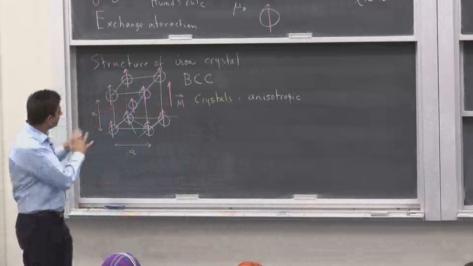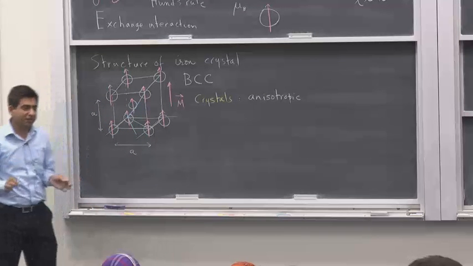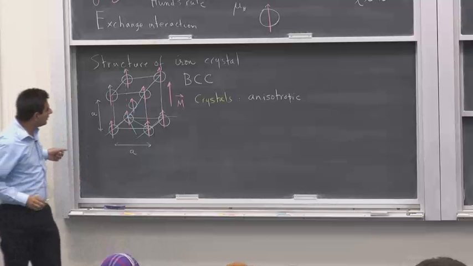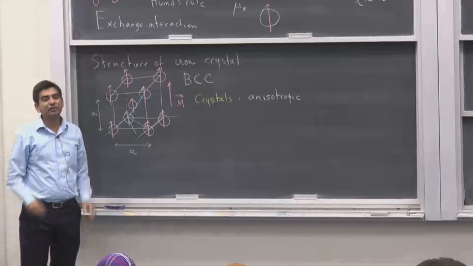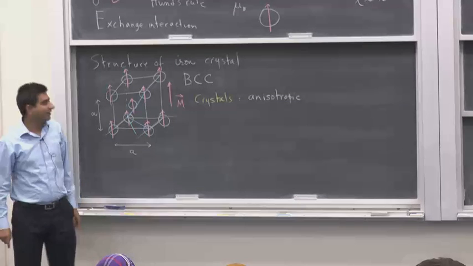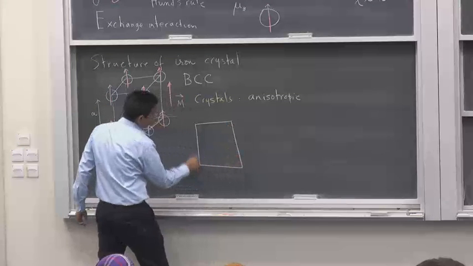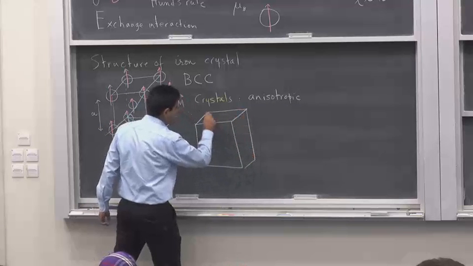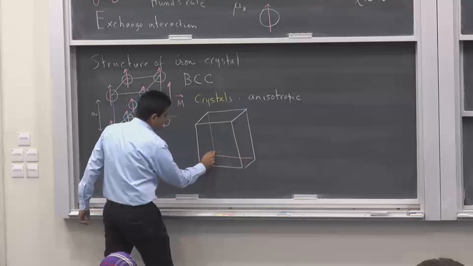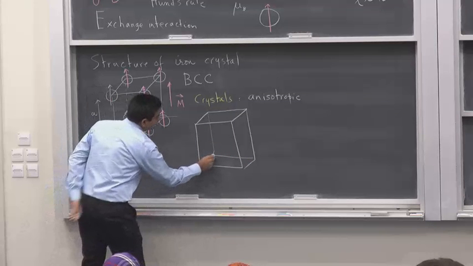Now in the iron structure, it's a cubic structure. If the magnetization lies along an edge of the cube, then it's called an easy axis. So if I draw this cube again, and there are iron atoms here.